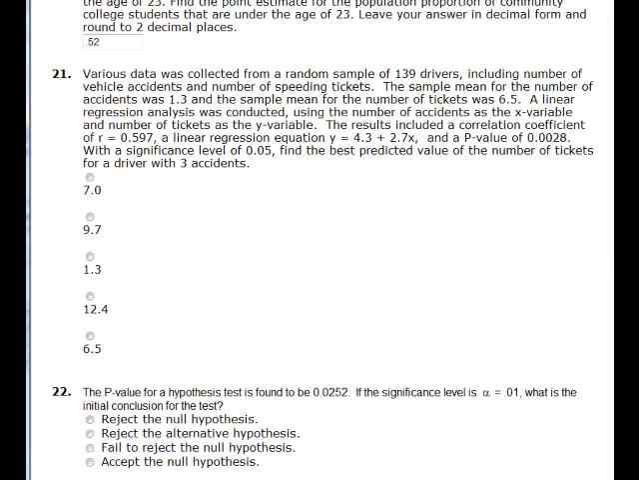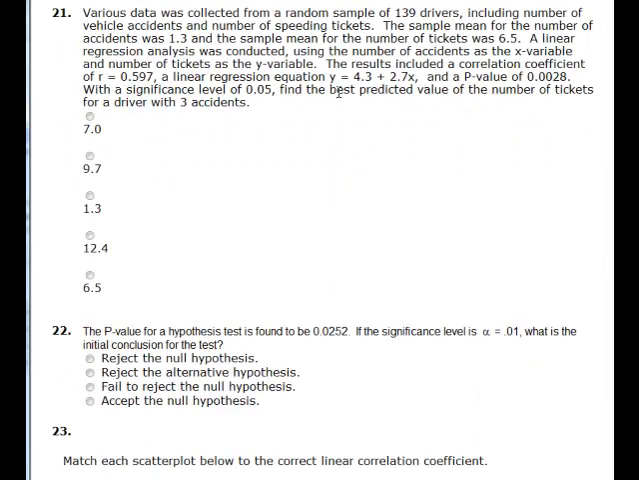Okay, next question. This one we had a random sample of 139 drivers, and they were looking at the number of vehicle accidents and the number of speeding tickets for each driver. So the sample mean for the number of accidents was 1.3. Sample mean for the number of tickets was 6.5. We did a linear regression analysis and came up with a correlation coefficient of r equals 0.597. We've got a linear regression equation and a p-value.